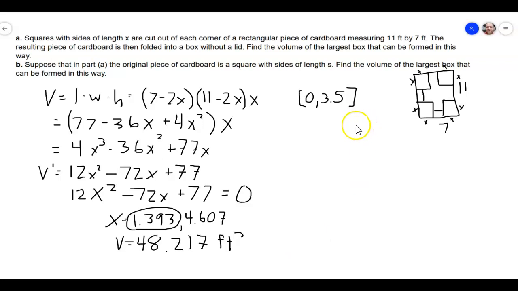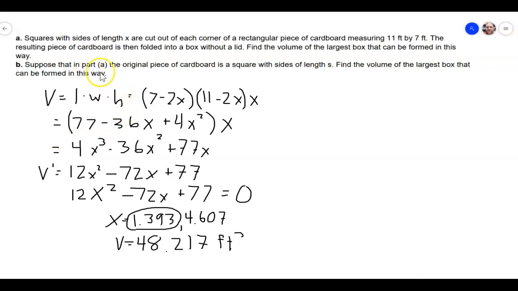All right, so for the second part here, I'm going to try to give myself a little bit more space. For the second part here, it says, suppose that in part A, the original piece of cardboard is a square with side length S. So now we have some kind of just a big square with side length S, and we're still doing the X things here, right? We're still carving this out. So X for the length of the side of the little squares here. It says find the volume of the largest box that can be formed in this way.